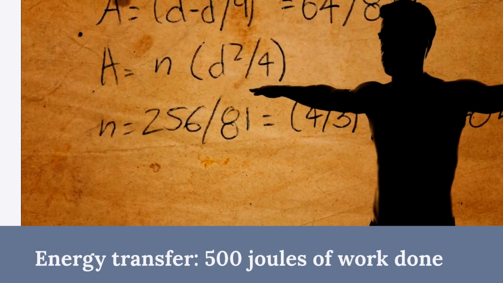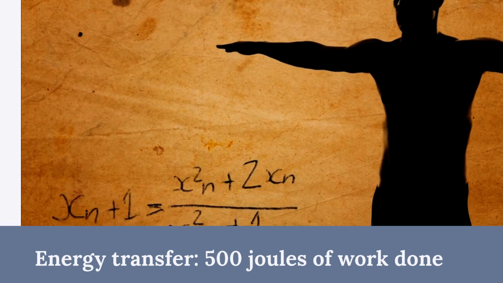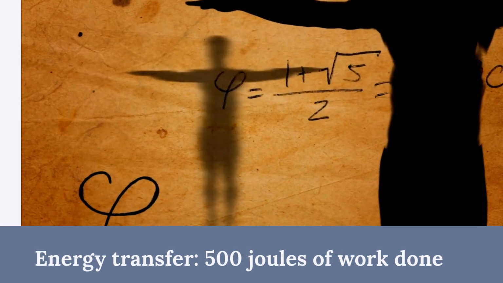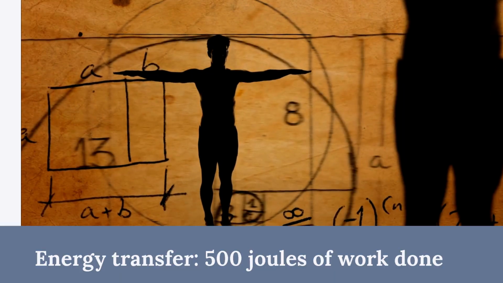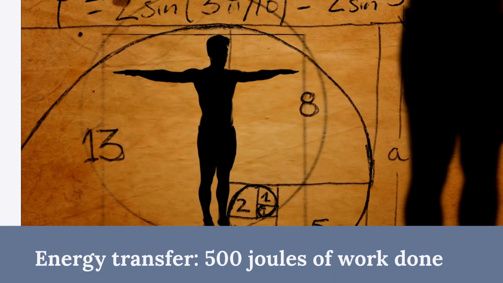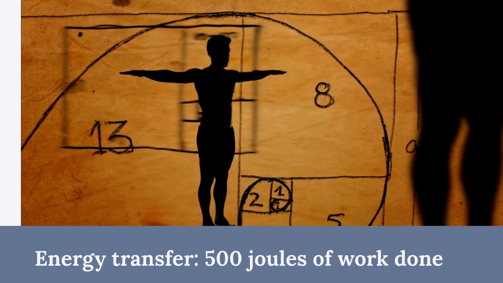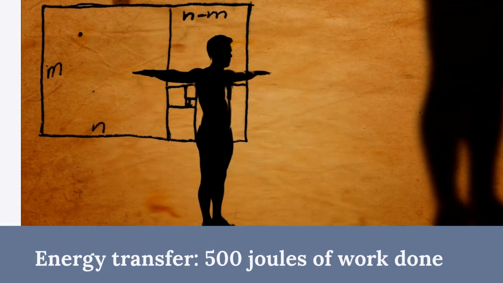Consider 50 newtons moving an object 10 meters. Work done is 500 joules. This example illustrates energy transfer in action. Calculating work done is essential in physics. It helps quantify energy used in moving objects.